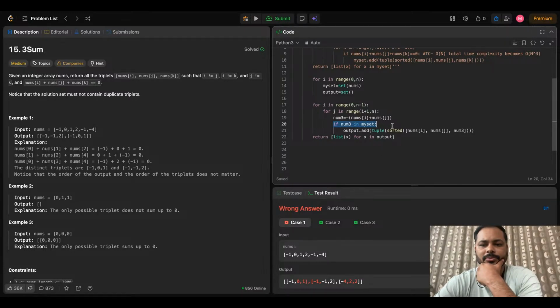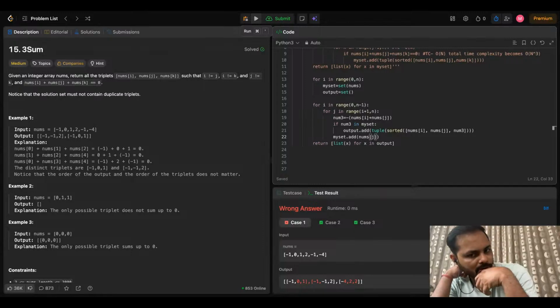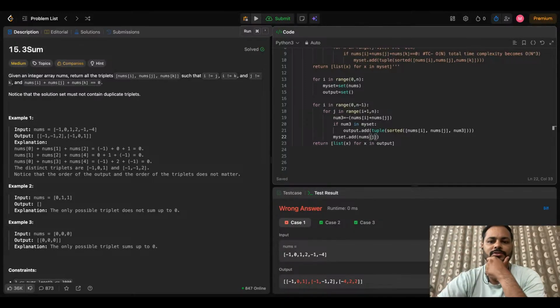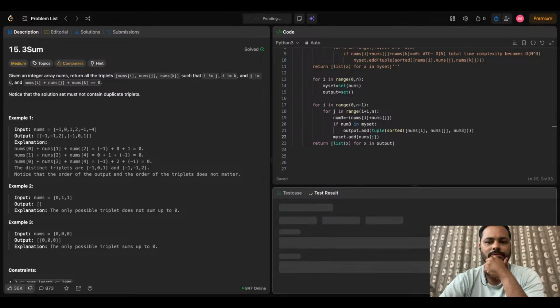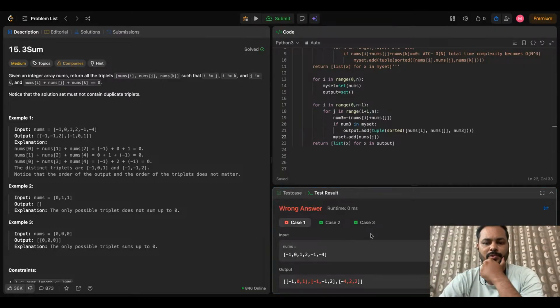So if num3 is in my set, then it will add to this output. Otherwise, I'll do my set dot add nums of j. So it will actually add all the j's to my set. But why would I do that?